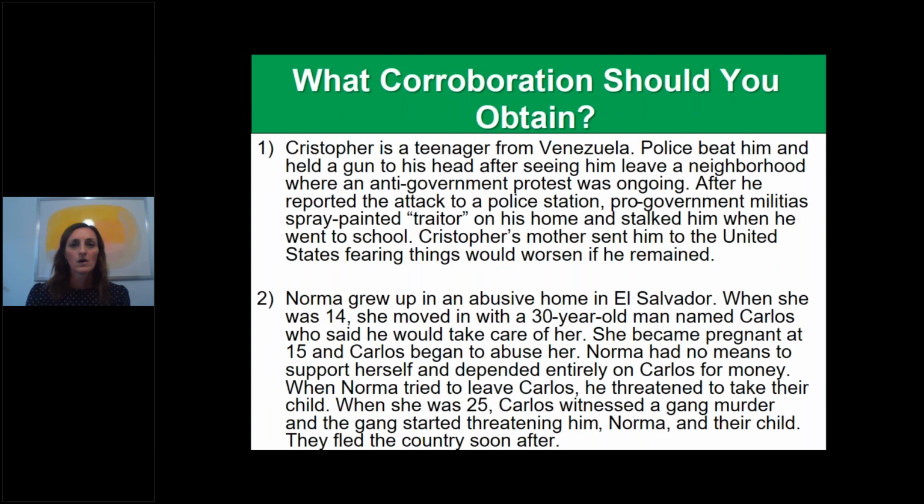So really, just thinking about all of those things. Here again, we're going to turn back to our hypos of Christopher and Norma. And we want you to take a minute to think about what type of corroborating evidence you should obtain in these cases. What do you think would be helpful? Once again, we'll give you a few seconds to look through Christopher's paragraph, and then we'll launch the poll.